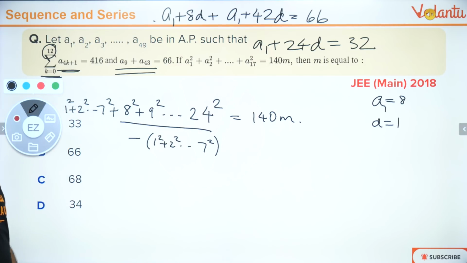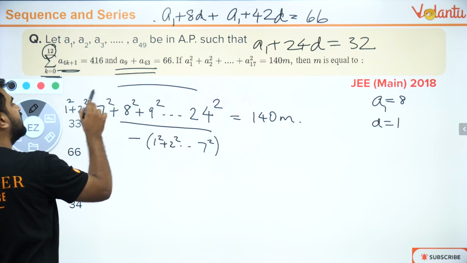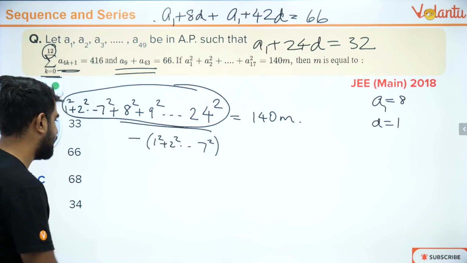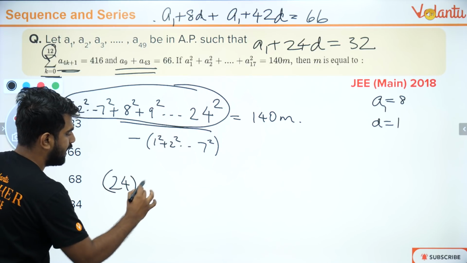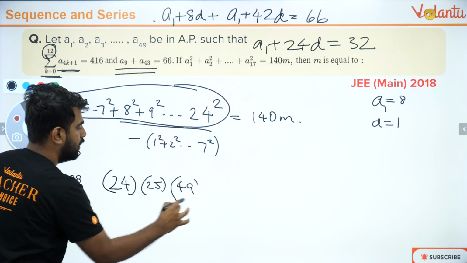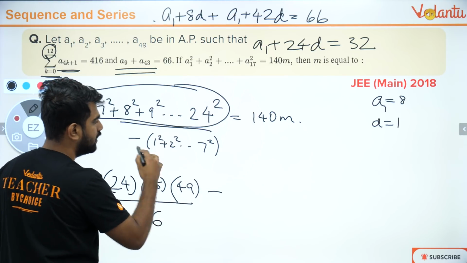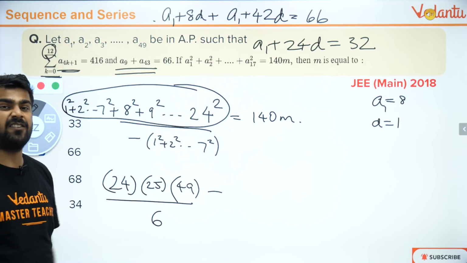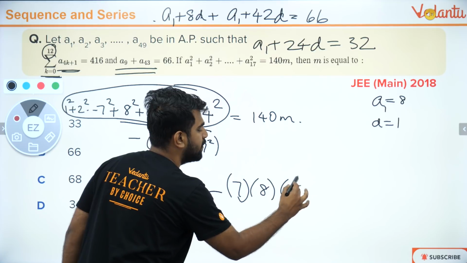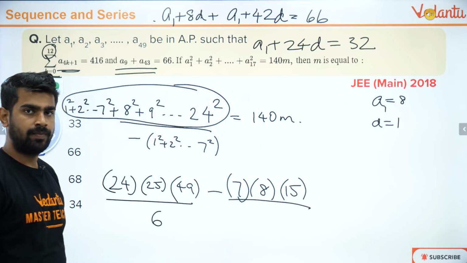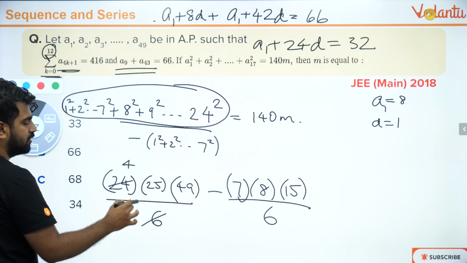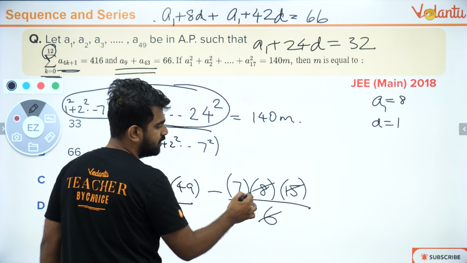Why am I doing that? Because I know how to sum this one. I know how to sum this one. The sum of first 24 squares. What is that? n into n plus 1 into 2n plus 1 by 6, which is 4900 minus, this also can be the sum of first 7 squares, which is n into n plus 1 into 2n plus 1 by 6. That's it. So this will be 4 times, and this will be 8 15s is 120.